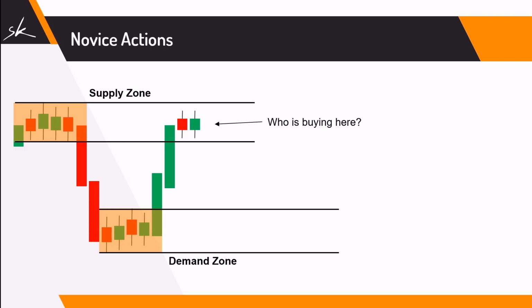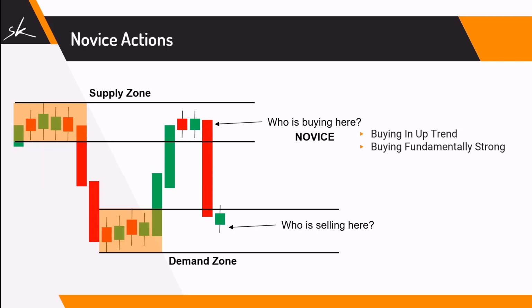Who is on the other side? Who do you think is buying here? This is a person who is buying in an uptrend or buying because for him the company is fundamentally strong, which means that because of fundamental or technical analysis or because of greed, someone is now buying at an expensive price. Buying at an expensive price is a novice action. Now if the price starts moving down, who is selling here? This is a person who is selling in a downtrend or selling because for him the company is fundamentally weak, which means that because of fundamental or technical analysis or because of fear, somebody is now selling at a cheap price. Selling at a cheap price is a novice action.